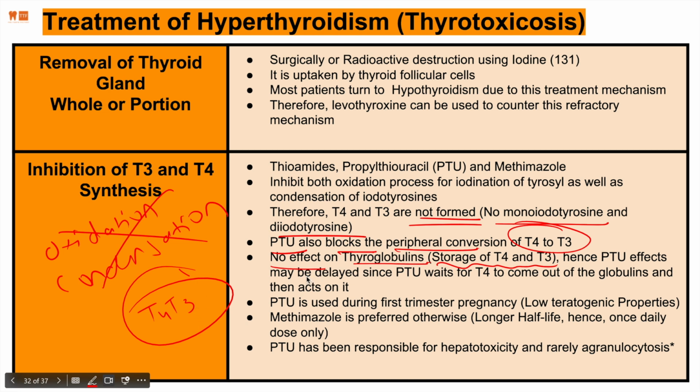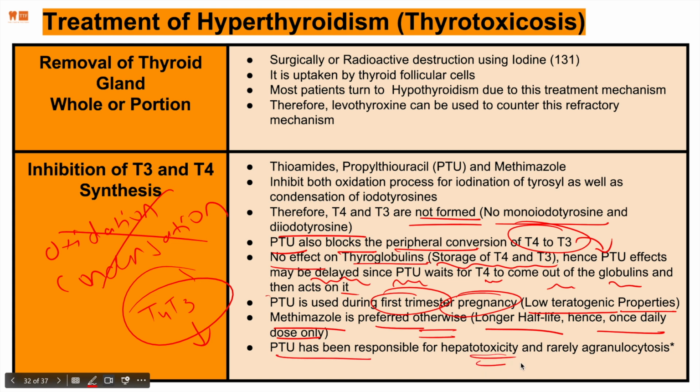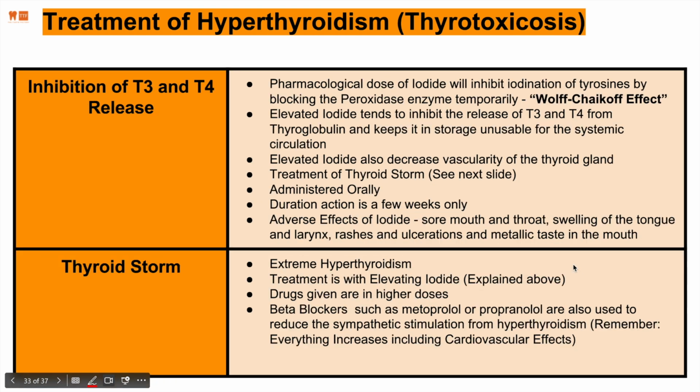So there must be a delay, since PTU waits for T4 to come out and then acts on it, right? It needs to come out, so we need to delay this secretion. PTU is used during the first trimester of pregnancy because it has low teratogenic properties. Methimazole is preferred otherwise because it has a longer half-life, therefore dosage modulation can be done easily. PTU has been responsible for hepatotoxicity and rarely some agranulocytosis. Fair enough? Amazing.